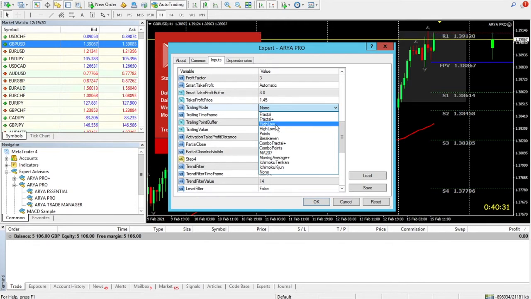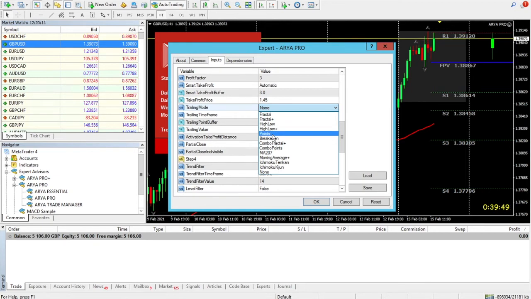With High-Low, ARYA will position the trailing stop at the bottom of the current candlestick if you are buying, or at the top of the current candlestick if you are selling. High-Low Plus applies only to candlesticks found in the profit zone, the area between your entry point and take profit. If you are buying, ARYA will position the trailing stop at the bottom of the current candlestick, or if you are selling, at the top of the current candlestick.